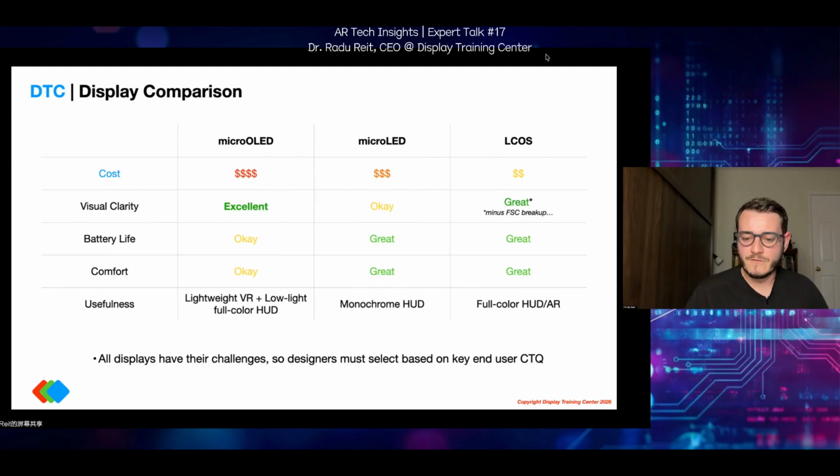You still get a very comfortable overall device, and you can finally make a full color heads-up display, or maybe even augmented reality display like the spectacles. So everybody's got challenges, and you're just going to have to choose what specific display technology to build your device against based on what you really want. Do you want low cost and high performance? You're probably going to go with LCOS. But if you want the best possible image quality, you're going to be making a display glass like Xreal and Rokid.